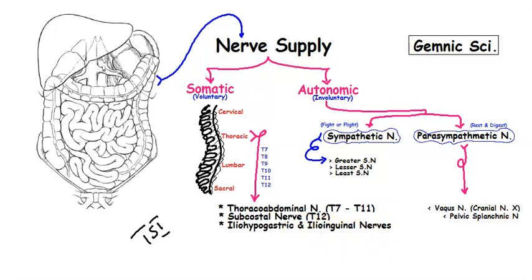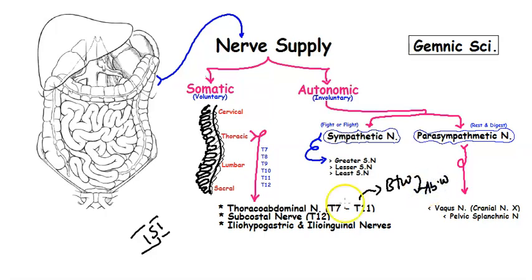To make things ridiculously easy, notice that this TS, which is the thoraco-abdominal nerve and subcostal nerve, one of them runs between the ribs and one runs under the ribs. So let's start with the first one, which is the thoraco-abdominal nerve, which starts from T7 to T11. Notice that this nerve runs between the ribs and supplies the abdominal wall.